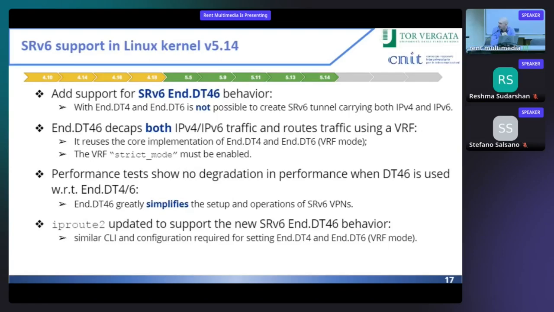And as you may guess, we need to turn on the strict mode in order to make it work. We studied the performance of DT46 and we experienced no degradation at all. So it means that we can use DT46 rather than DT4 and DT6. Because this greatly simplifies the setup of SRv6 networks, specifically the VPN implementations.